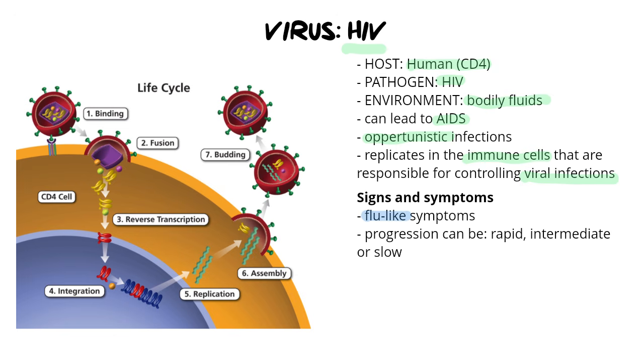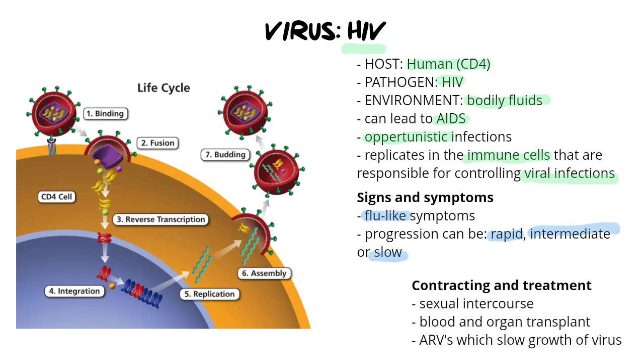When you contract HIV, the progression can be very rapid, intermediate, or very slow. And when I say rapid, that can be over a few weeks. Intermediate can be months to 1 year, and then slow can be up to 1 year to 5 years before you actually progress any further in the disease. So it really depends on also the individual.